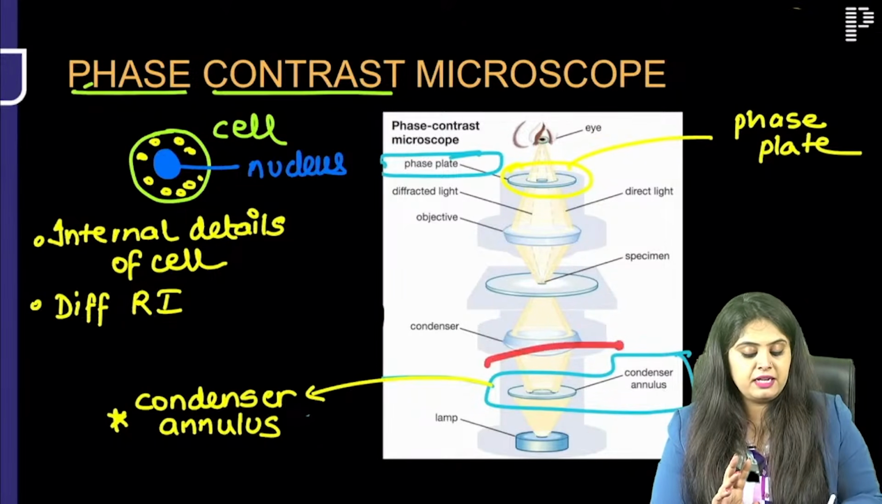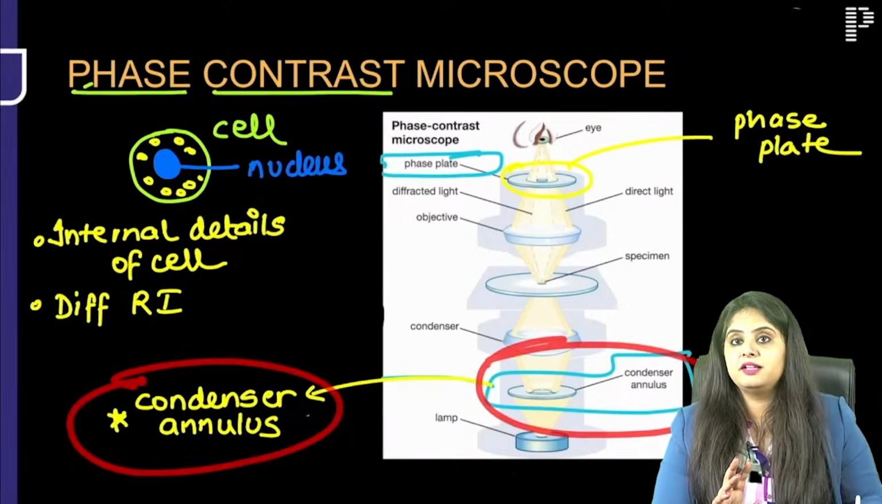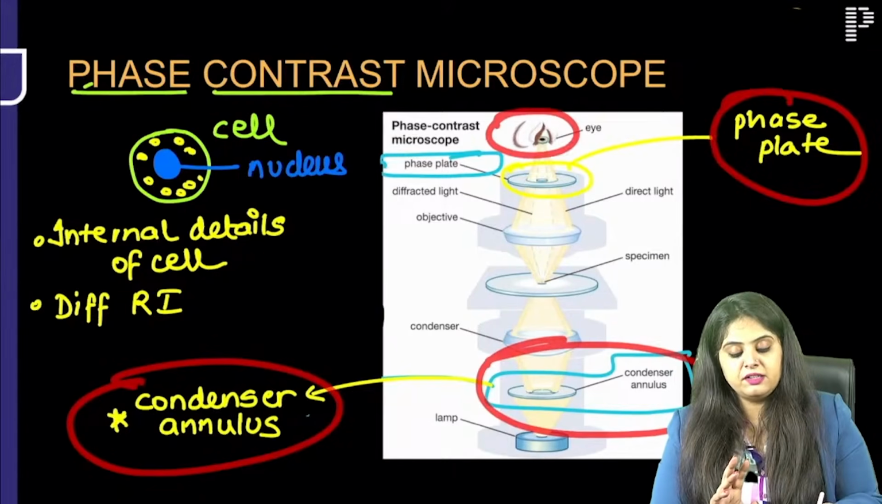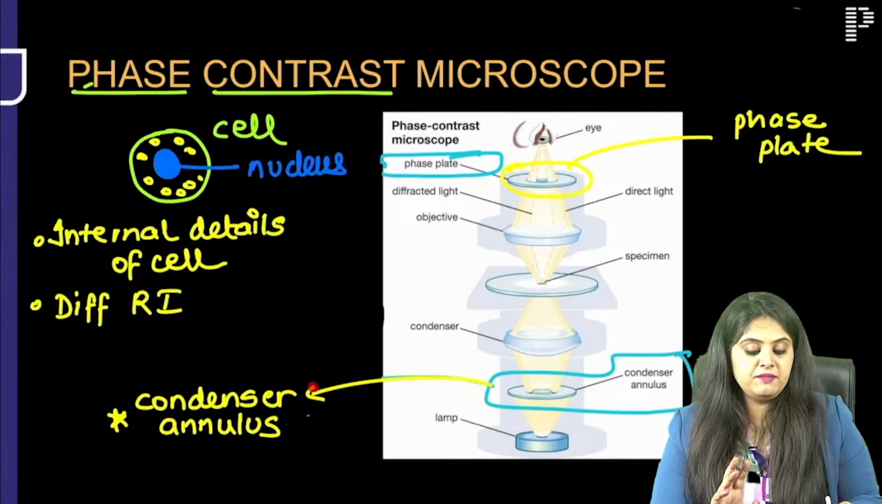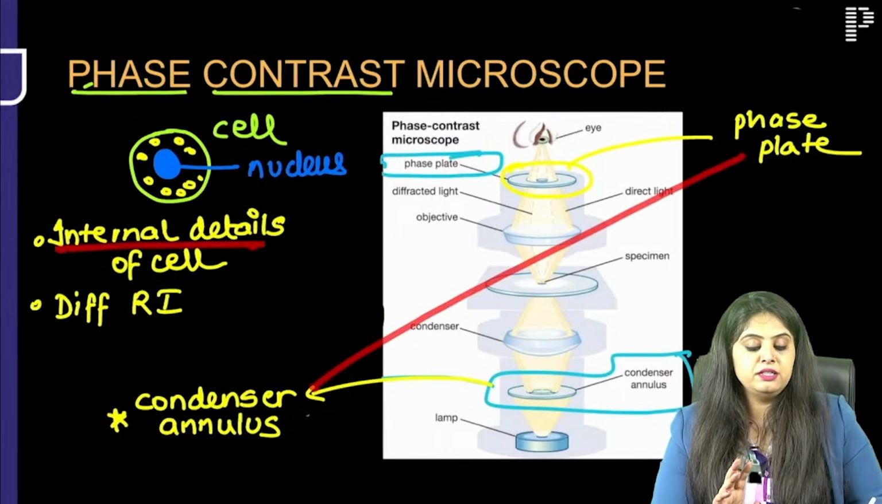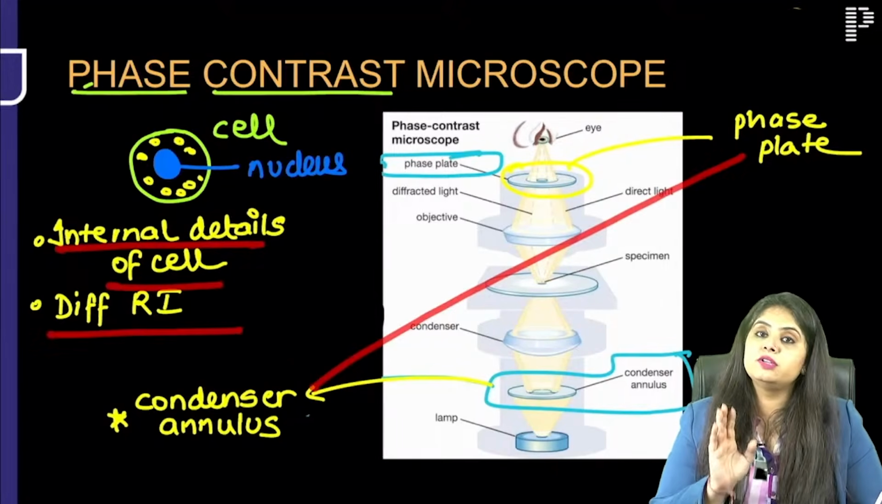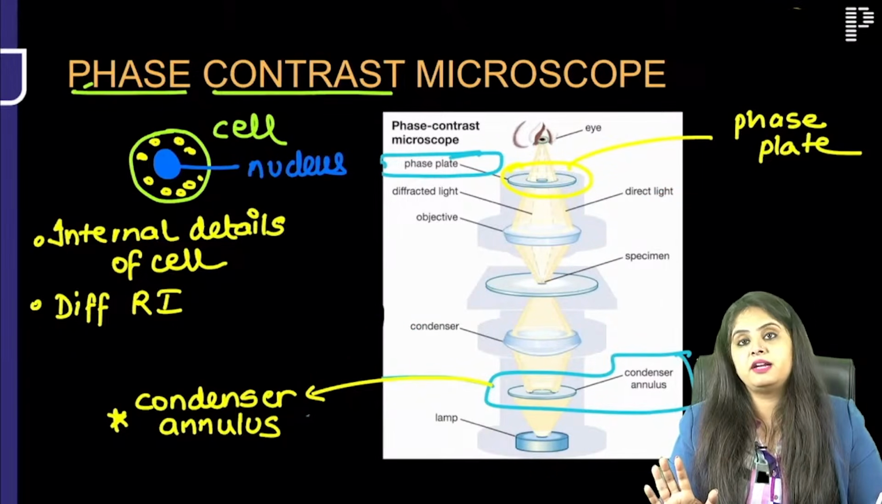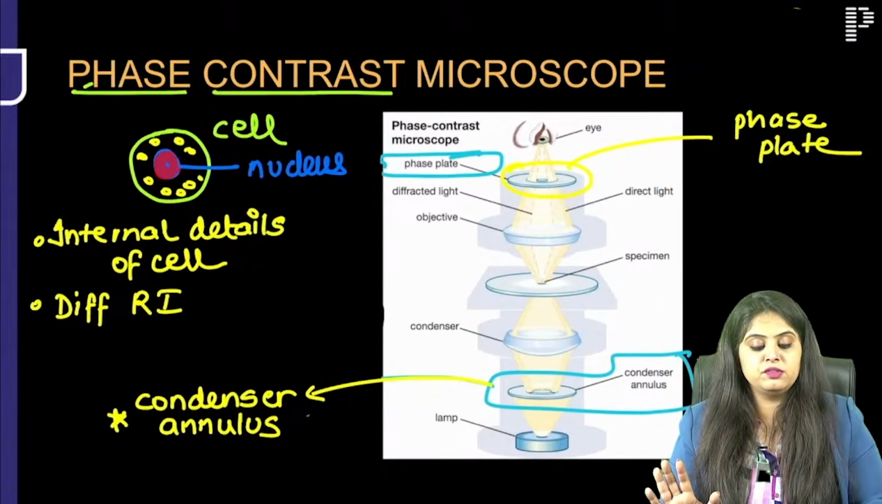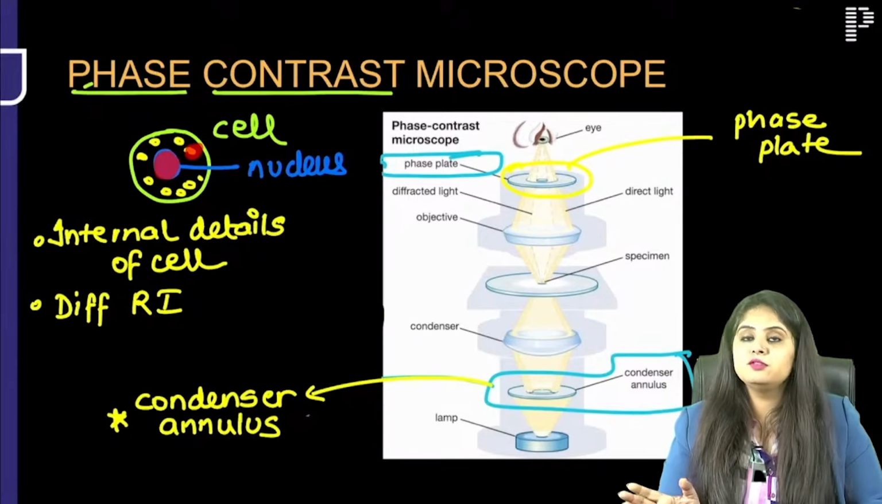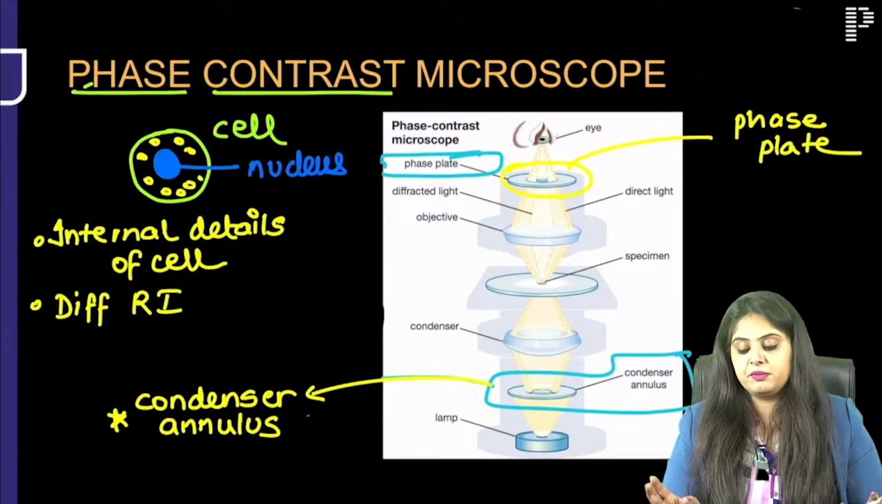One is added right at the bottom, that is going to be the condenser annulus. One is added right next to my eyes, that is a phase plate. They will make sure that you can see the internal details, while you can see everything with all different refractive indices. Whether the refractive index of this is 1 and this is something else, you will still be able to see them as separate. So simple.